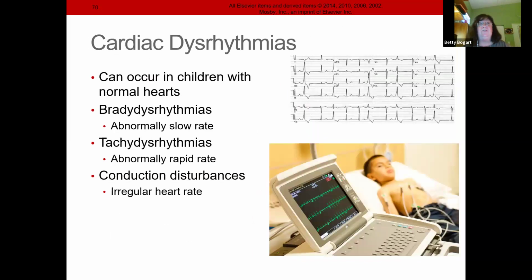They can have high cholesterol, they can have bradycardia. I've actually seen an 18-month-old with a pacemaker. So, I mean, all ages get those too.